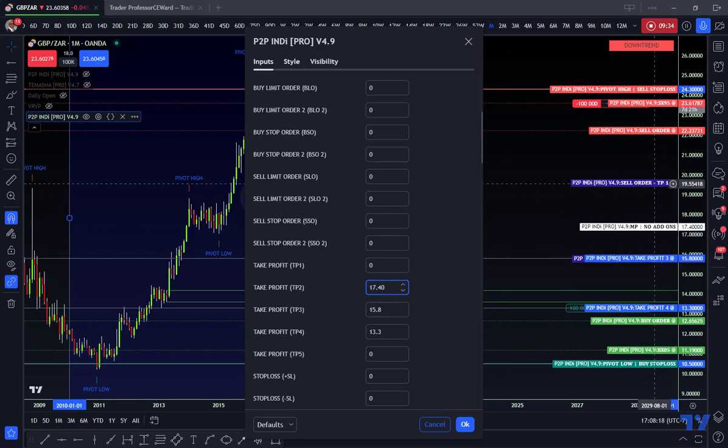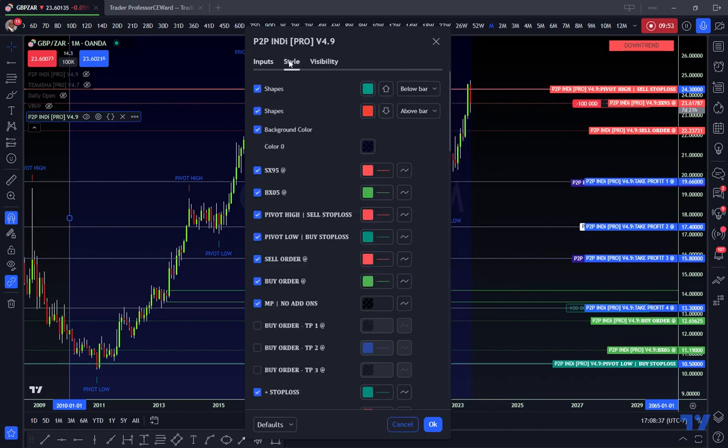This will be my TP2, and this will remain TP1. To get out early, I'll make this 19. That is already at 61, so let's make it an institutional number, 1966. Because I did all that, I can now go to style and remove the pre-populated ones by the indicator, so that only the ones I just inputted myself are reflected.